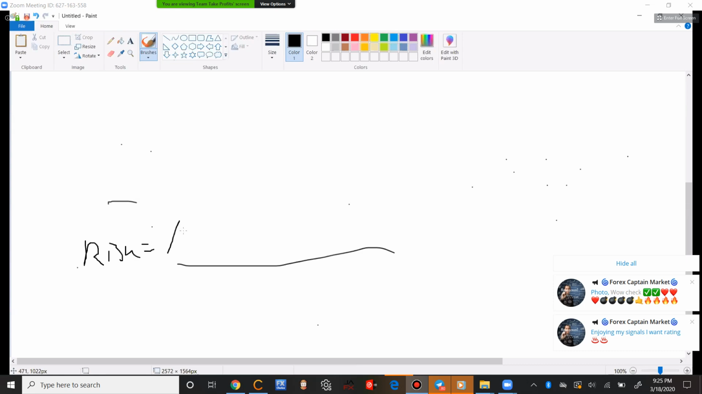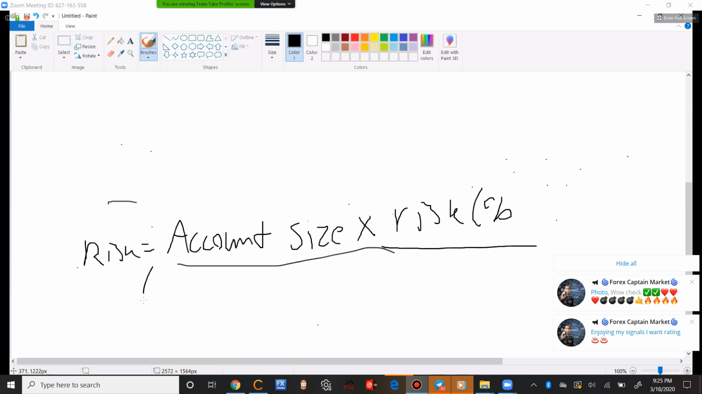Okay, this is your account size times your risk, which is in percent. This is going to be your stop loss minus your trade price, and this will be added up with your spread.